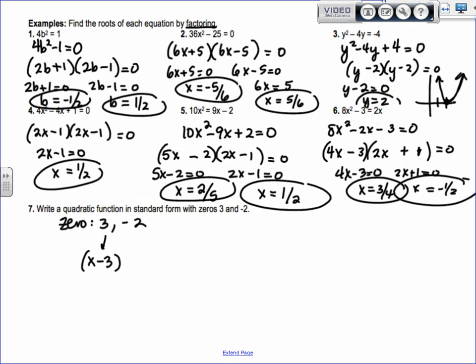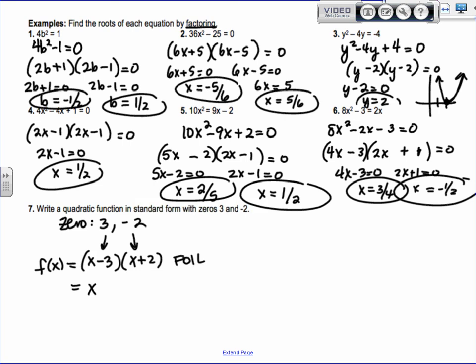Okay, so what if I have -2? What do I need in the factored form? x plus 2, right? Does that make sense? So I'm going to have some kind of function with those 2 sets of parentheses. All right, so when I FOIL it out, I want to see that it's actually in that form, ax squared plus bx plus c. So I FOIL it out.